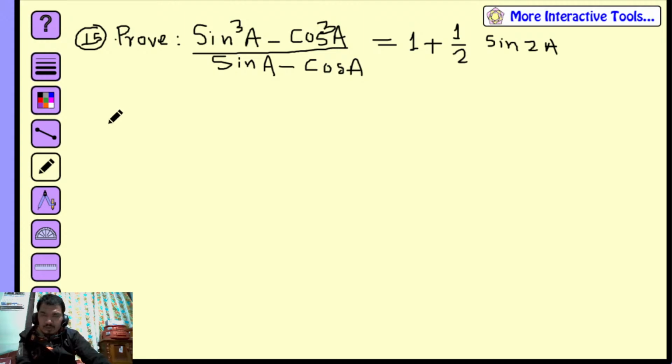And for this question, look here, number 15. Whichever question number you feel difficult, I will try to solve such type of question. Okay, and here I am solving number 15.